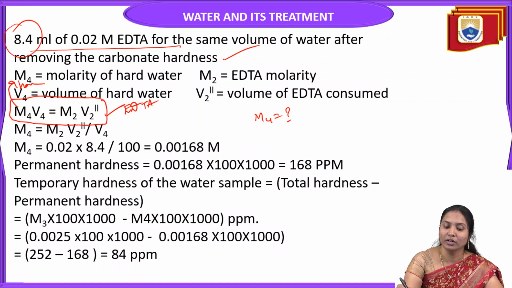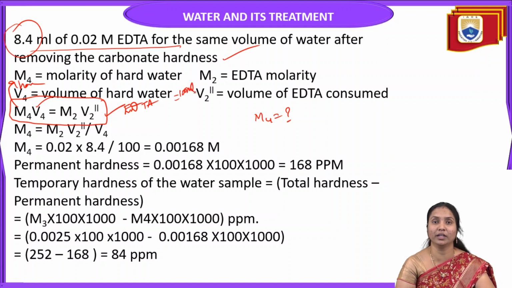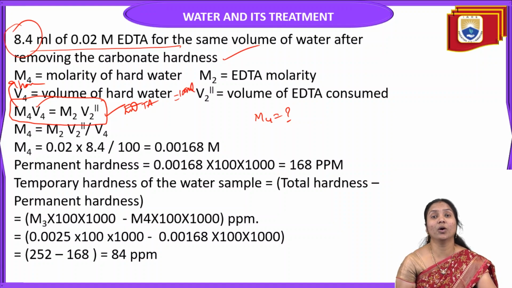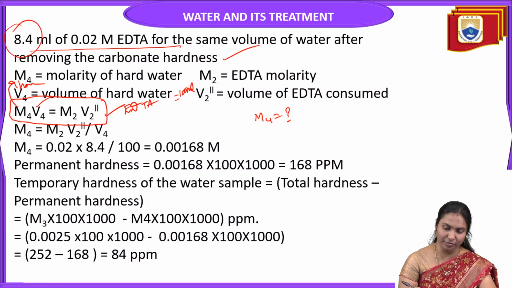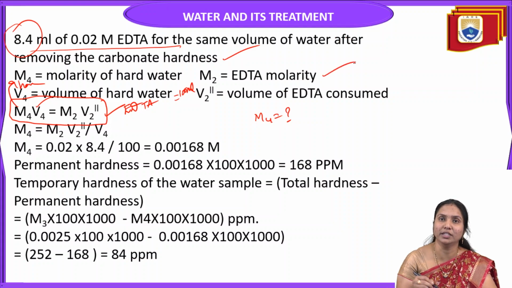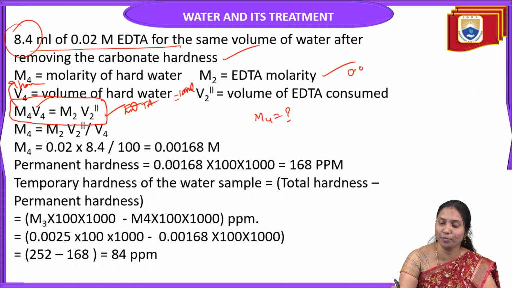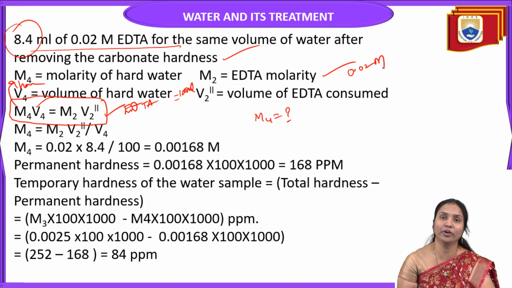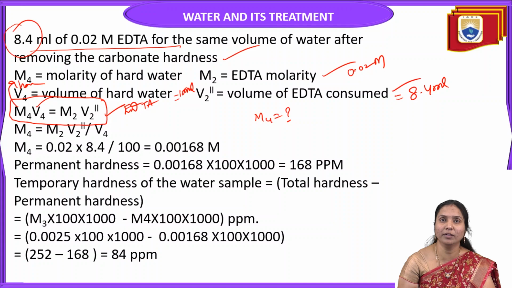And V4 is the volume of hard water. We already know that we are taking 100 ml of hard water according to the data. So the volume of hard water is equal to 100 ml. And next M2 equals the molarity of EDTA, so its value from the data is 0.02 M. And V2 equals the volume of EDTA consumed, so it's equal to 8.4 ml.